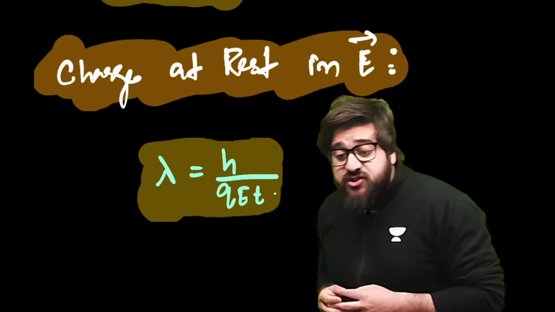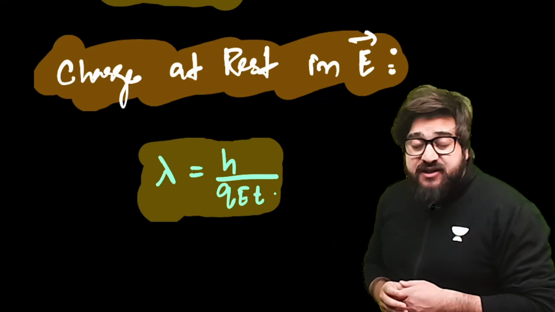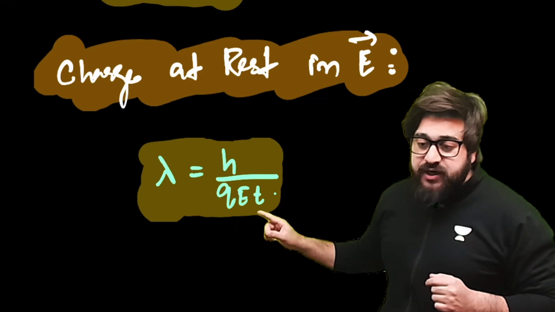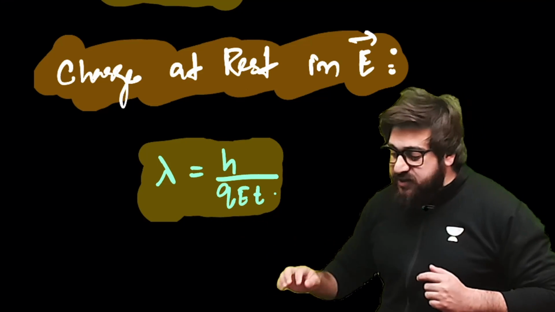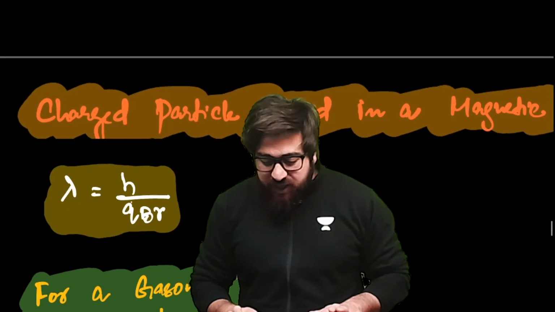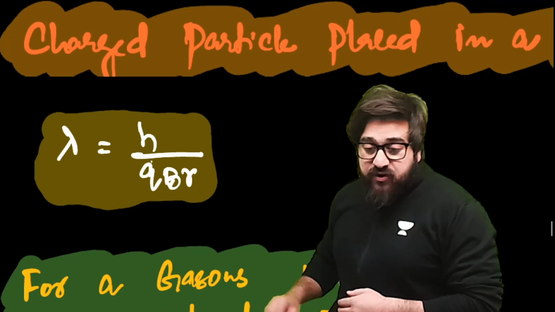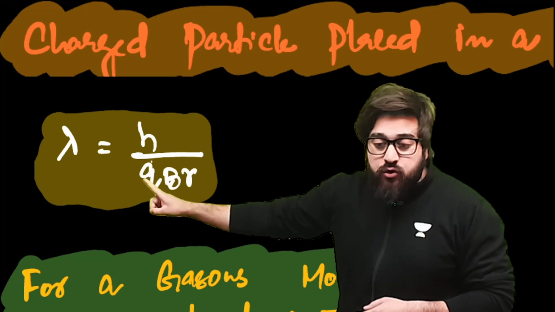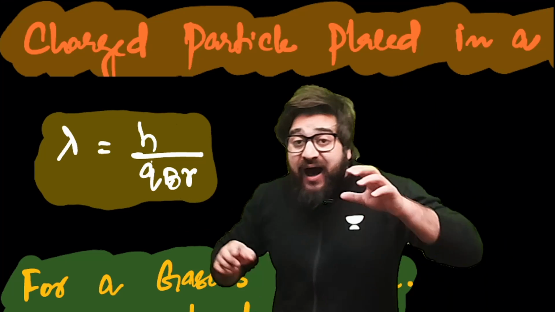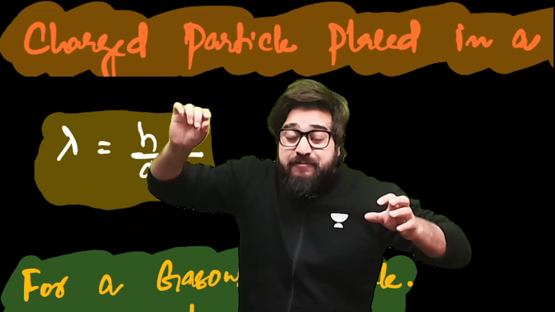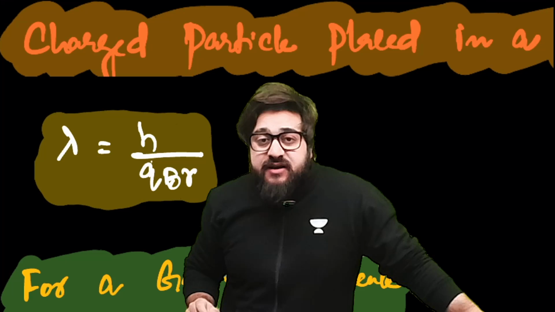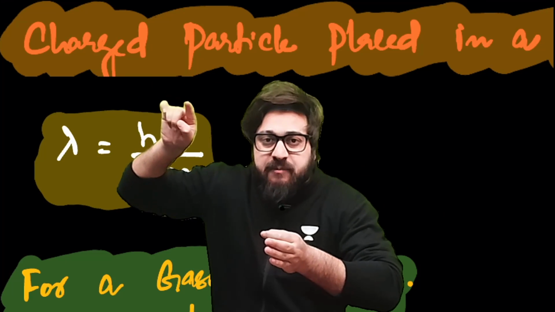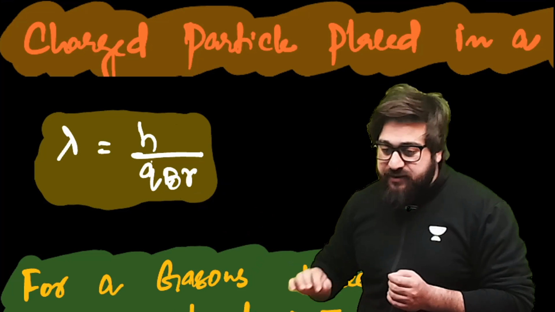Now if there is a charge placed in an electric field, how much de Broglie wavelength does it have? Lambda is equal to h upon qEt. q is the charge, E is the electric field, t is the time. Similarly, if you have a charged particle placed in a magnetic field, lambda is equal to h upon qBr. h is Planck's constant, q is the charge, B is the magnetic field, r is the radius in which that charged particle moves. If a charged particle enters the magnetic field perpendicularly, it follows a circular path. That circular path has radius r.